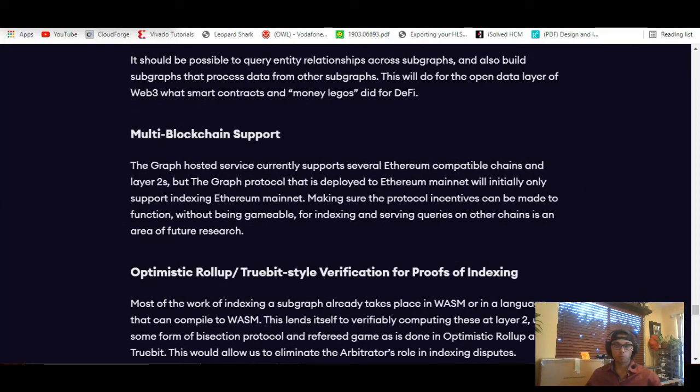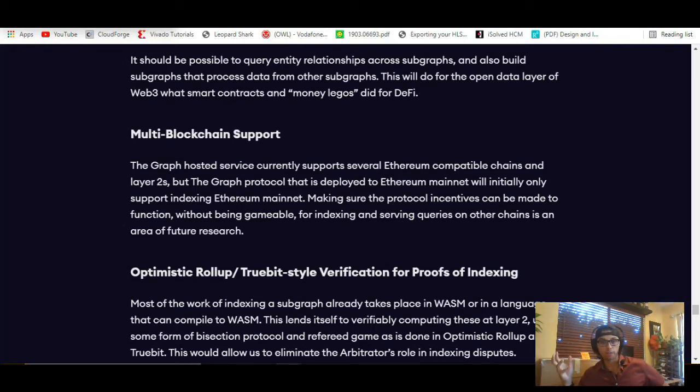Making sure protocol incentives can be made to function without being gameable for indexing and serving queries on other chains is an area of future research. That is an important aspect for me. Let me read this whole paragraph. The graph hosted service currently supports several Ethereum compatible chains. We know that. And layer 2s. The graph protocol that is deployed on Ethereum mainnet will initially only support indexing Ethereum mainnet. That's the other issue that I had.